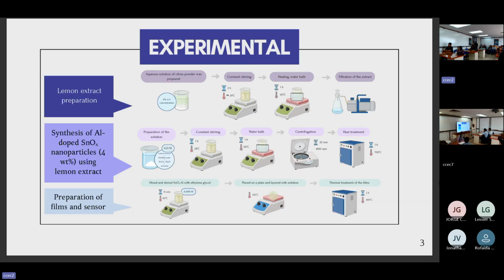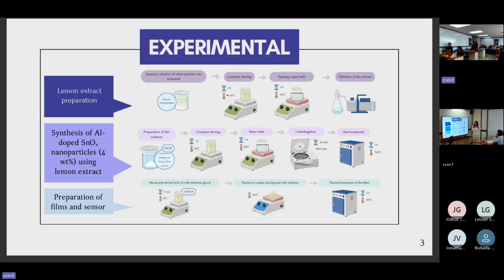In the experimental part, we begin with the lemon extract preparation. We prepared a 6% solution with citrus powder, under constant stirring for 2 hours, then heating for 1 hour at 60 degrees, and then we filtered the extract to have only the lemon peel extract.